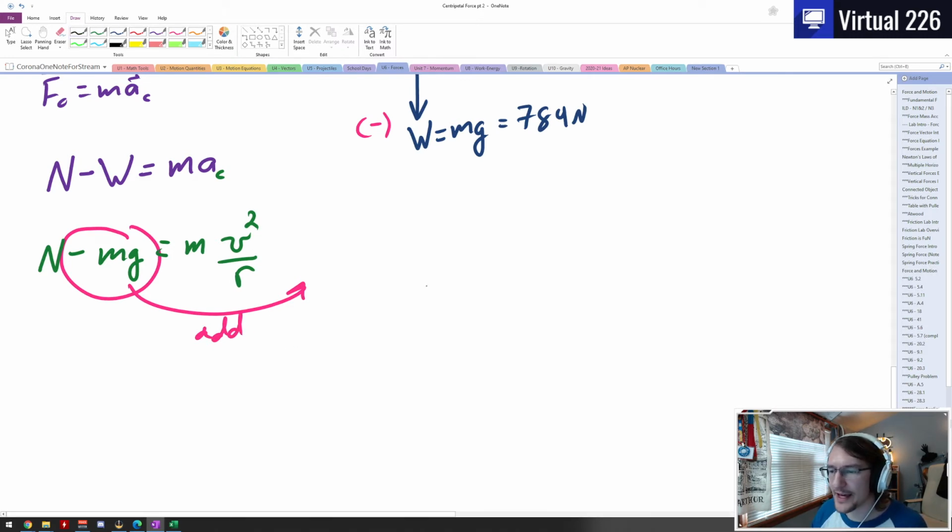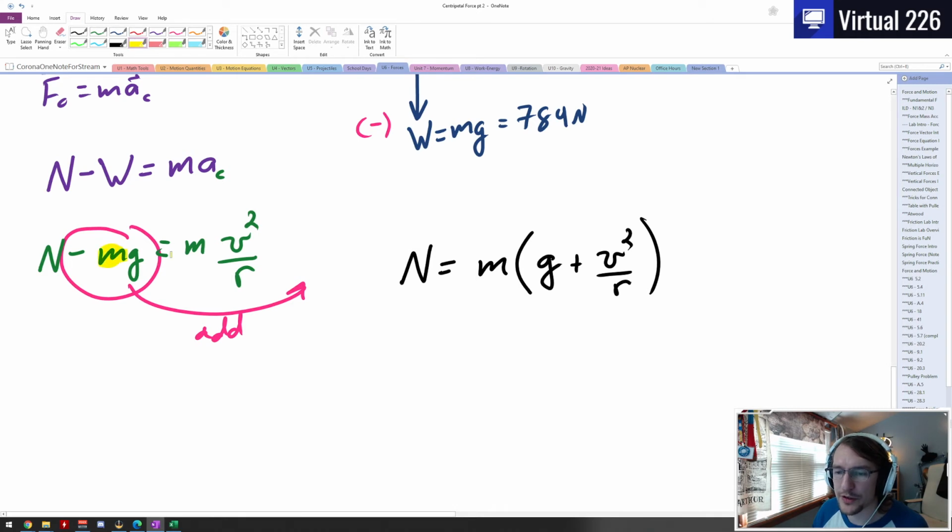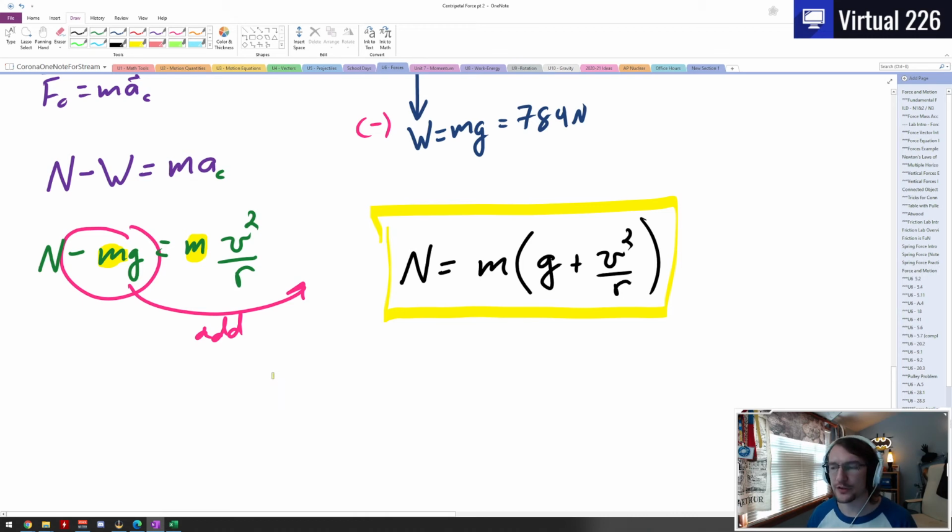And what we find is that the normal force here is equal to mass times the quantity of gravity plus v squared over r. What I did here is I recognized that both of these terms had masses in it, so I just pulled a mass out of the equation. So this is what we will have as our answer. The normal force is going to equal your mass times gravity plus the v squared over r, that centripetal acceleration term. And this is nice because gravity is an acceleration and this v squared over r is also an acceleration, so we can add them together.